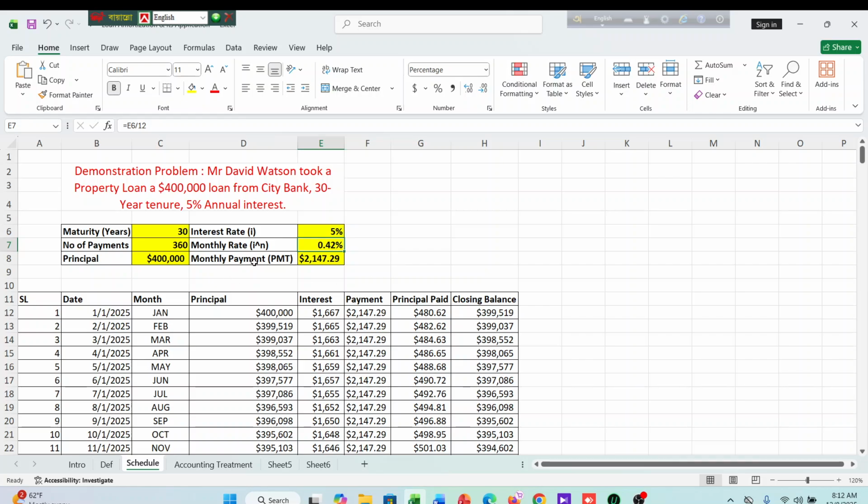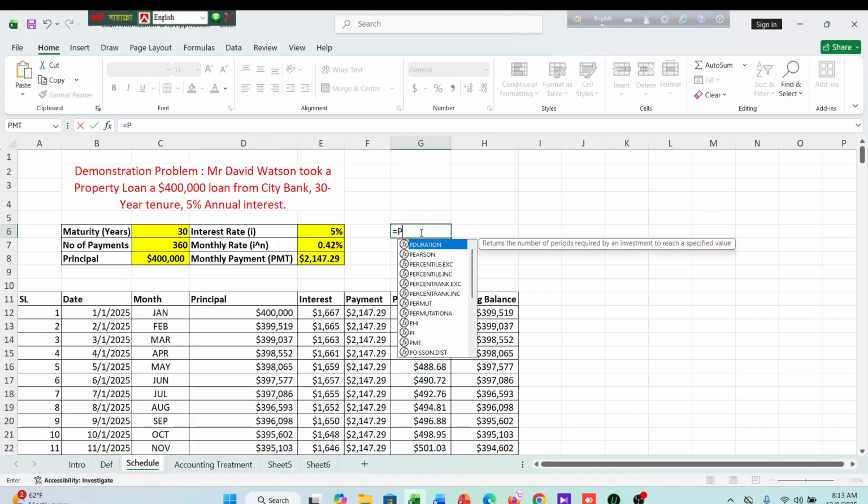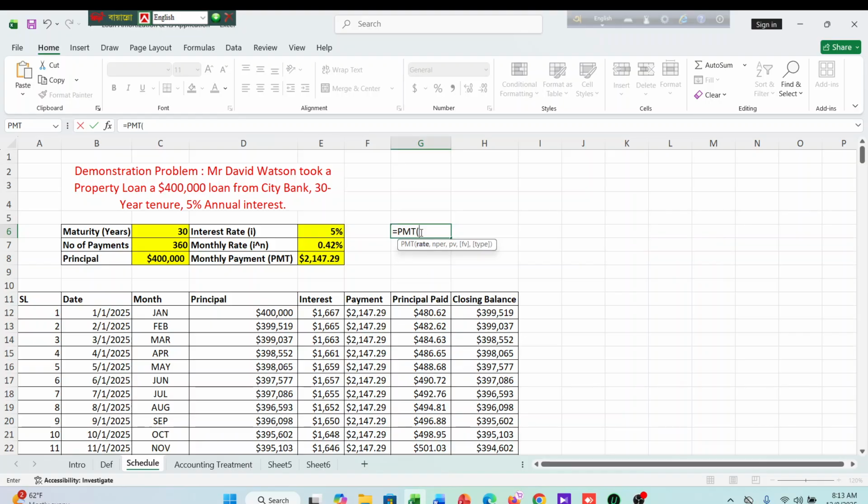Now let's calculate the monthly payment. Now the question comes to your mind, how does this come up? For your simplicity, we would like to show you a formula. In finance, it is called the PMT function. It is equal to PMT, and we open the bracket. It is asking what the rate is. The monthly rate we have already calculated is 0.42%.